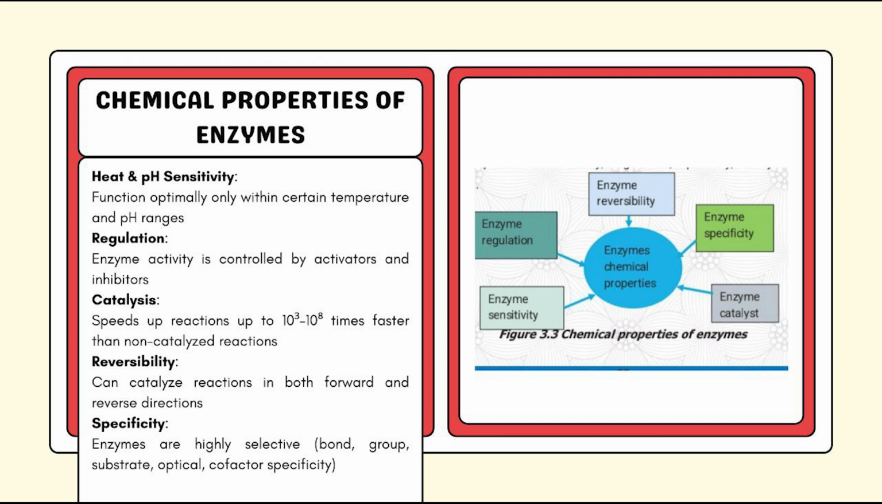Enzymes also have important chemical properties. They are sensitive to heat and pH, meaning they only work well under optimal conditions. Their activity can be regulated by activator and inhibitor molecules. Enzymes are incredibly efficient catalysts, making reactions occur up to 1,000,000 times faster than they would without them. They're also reversible, meaning they can help in both building up and breaking down molecules.